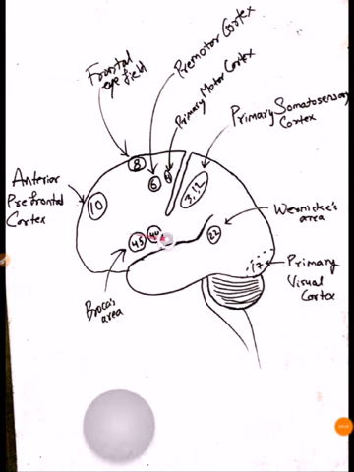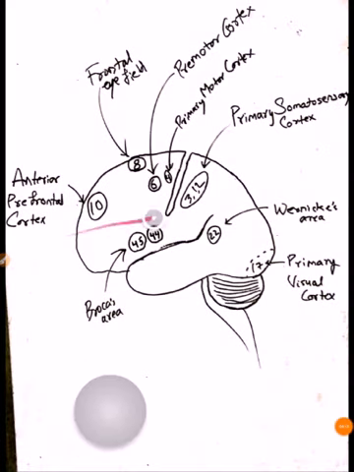Now let's come to areas number 44 and 45, which is the Broca's area. This is the motor area for speech. For example, if someone asks you what is your name, you immediately answer. This is done by the muscles of vocalization, which are under the direct control of the Broca's area. So if your Broca's area is affected, the motor component of your speech will be affected. For example, there will be a great difficulty in talking.